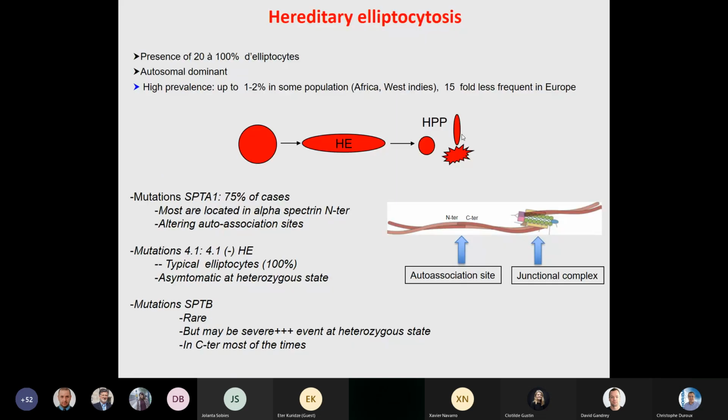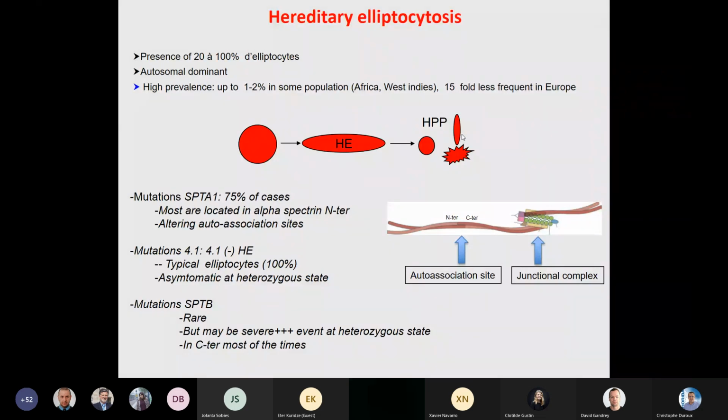The second red blood cell membrane disorder I'm going to discuss now is hereditary elliptocytosis, which is defined by the presence of elliptocytes on the blood smear, and it depends on the type of elliptocytosis, but it ranges most of the time from 20 to 100%. It's autosomal dominant, and it's very frequent, but it's not severe at all, and most of the time it's asymptomatic. But it's highly prevalent in some populations, like in the West Indies or in Sub-Saharan Africa, where you can find elliptocytosis in up to 1 to 2% of some populations. It's 15-fold less frequent in Europe, but it's still quite a frequent situation.